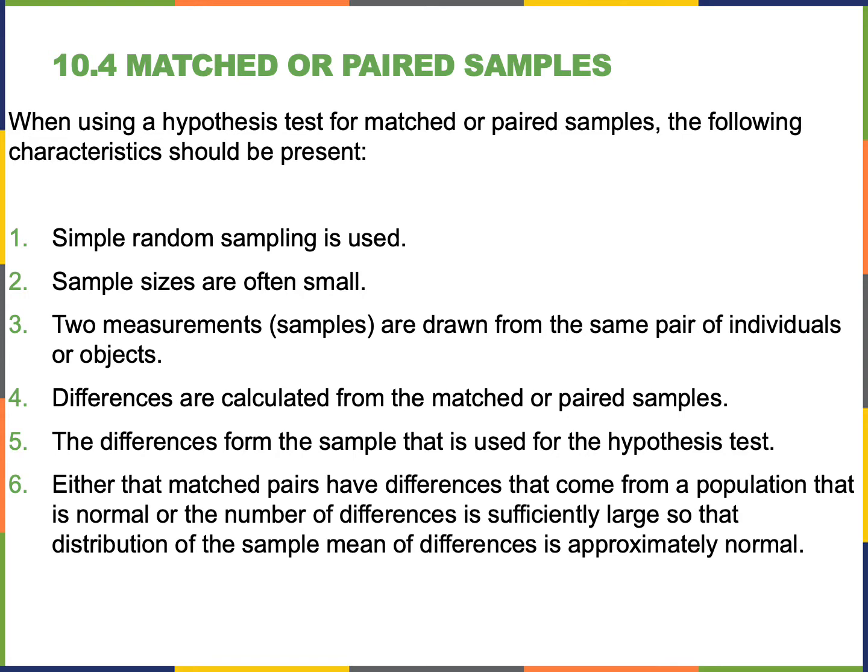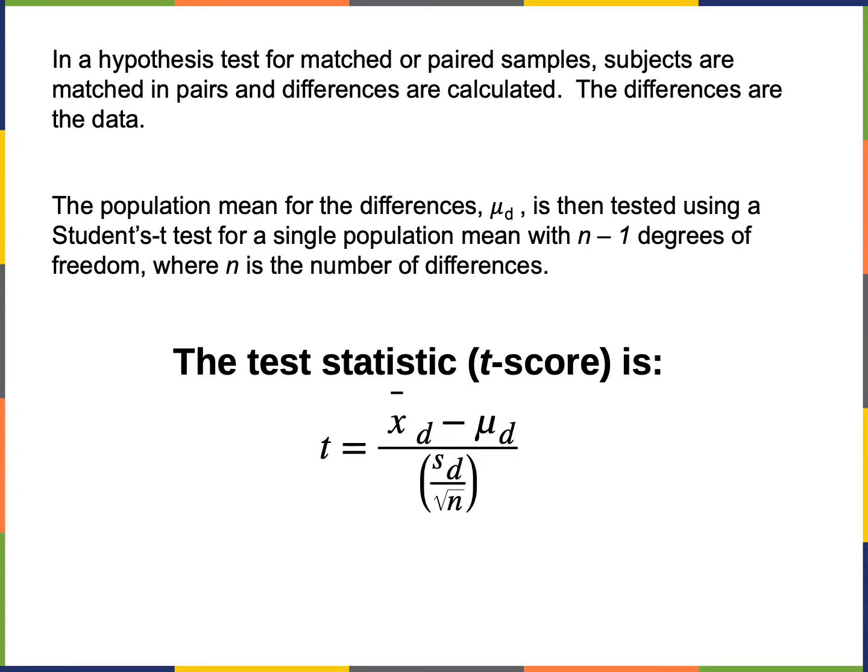So either the matched pairs have differences that come from a population that's normal, or the number of differences is large enough so the distribution of the sample mean of differences is approximately normal. So how do we do this? We put the subjects in pairs and we take the difference, we subtract, and then those differences are our data. The population mean is tested using a student's t with n-1 degrees of freedom, where n is the number of differences, and this is the t-score formula. Luckily you have your calculator, no problem.